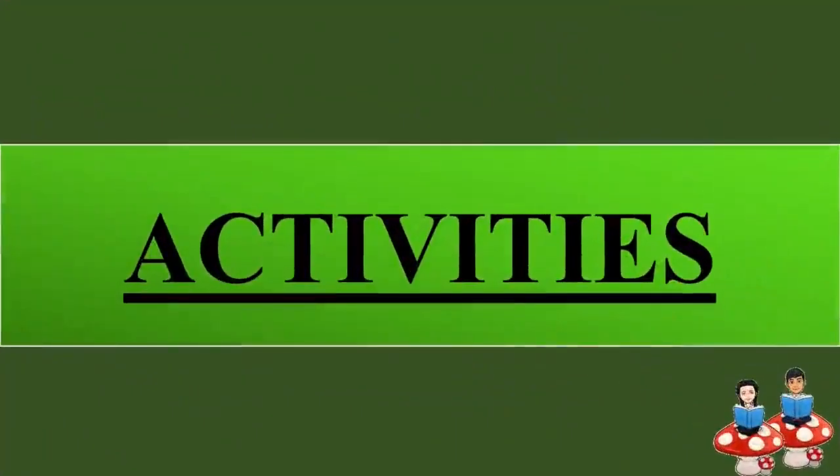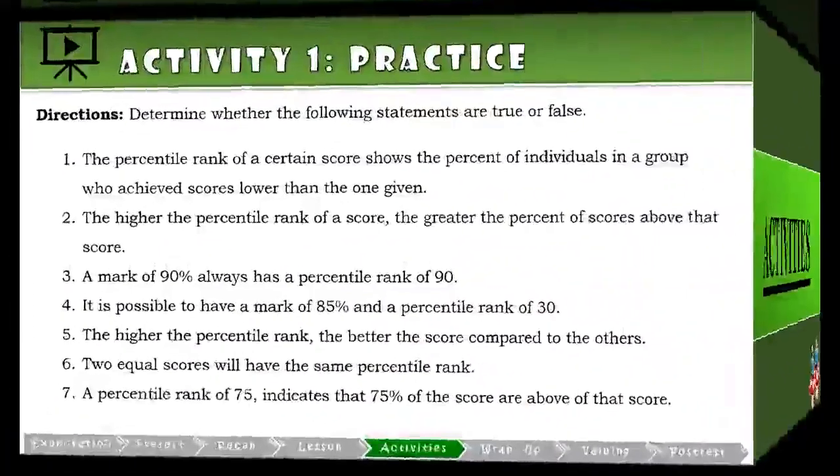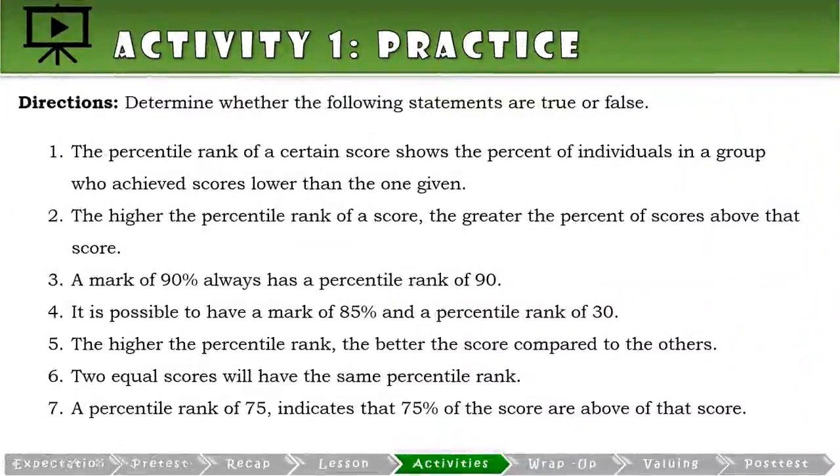Now, let us answer the following activities. For Activity 1 practice, determine whether the following statements are true or false. Write your answer on your notebook. Number 1. The percentile rank of a certain score shows the percent of individuals in a group who achieve scores lower than the one given.